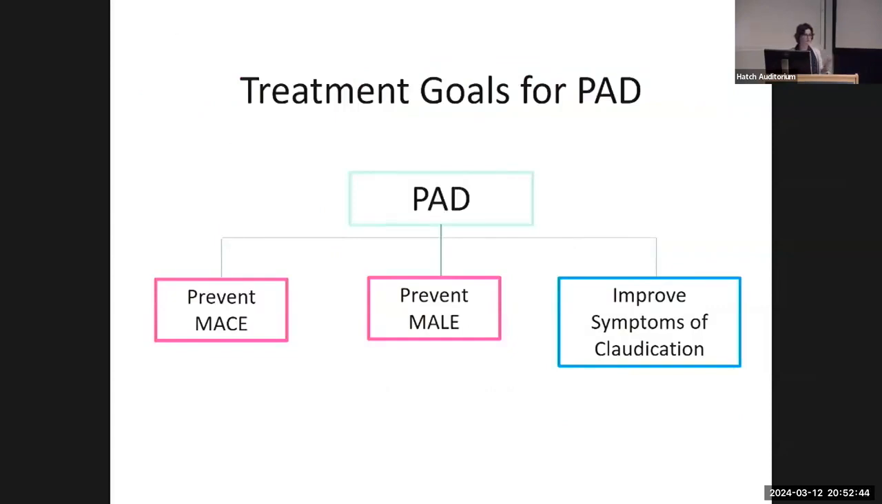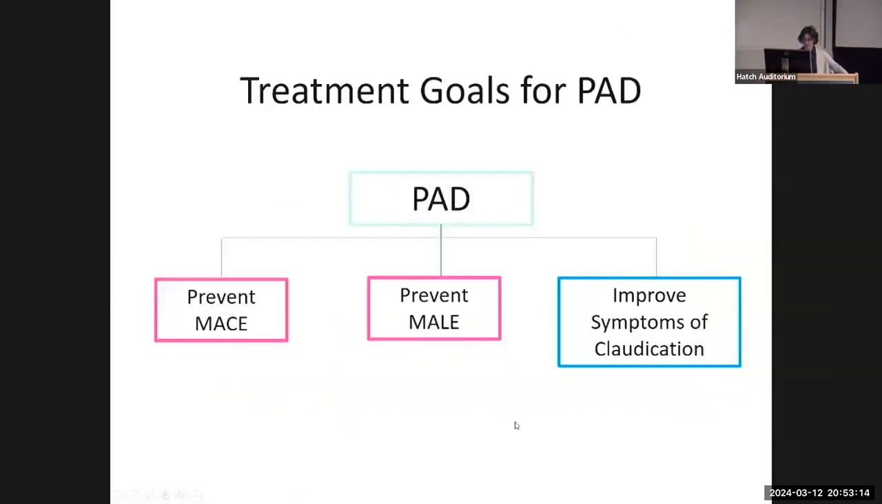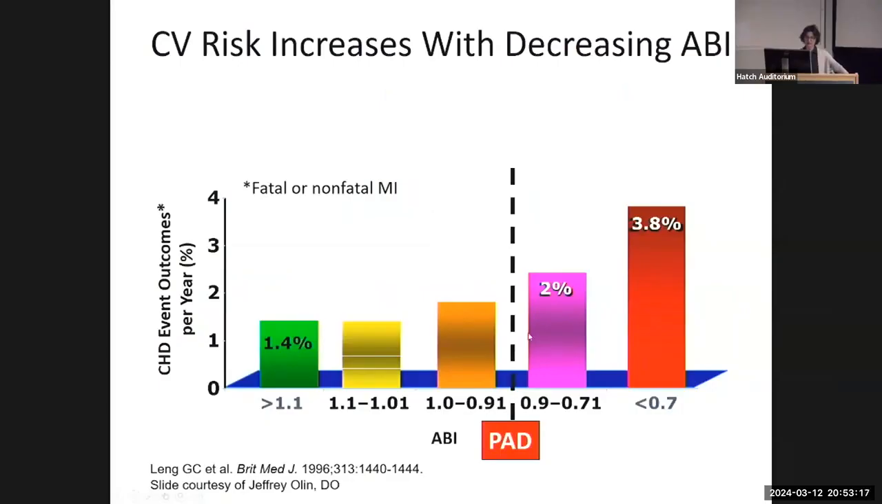Well, they're really threefold. We want to prevent MACE, prevent MAL, limb events, and improve symptoms of claudication for our patient. We're going to focus a lot on the first two in this talk. And this is what all the fuss is about, basically. There's a lot of reproducible data that CV risk increases with a decreasing ABI. So what you can see is non-fatal or fatal MI on the y-axis and your ABI shown here. Now, simply an abnormal ABI of 0.9 gets you an event rate per year of 2%. If your ABI is less than 0.7, 3.8%.